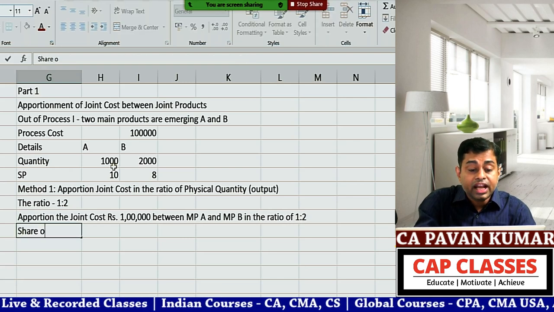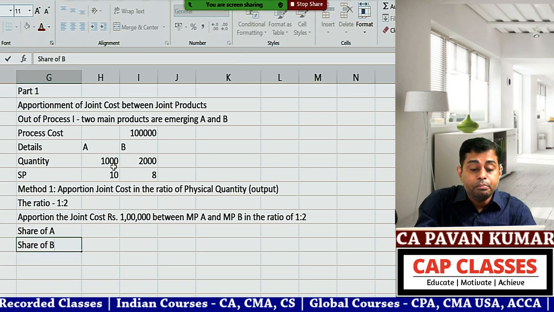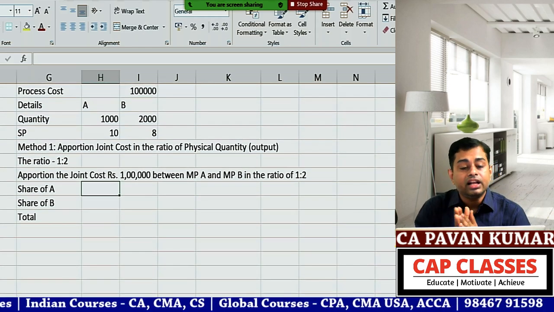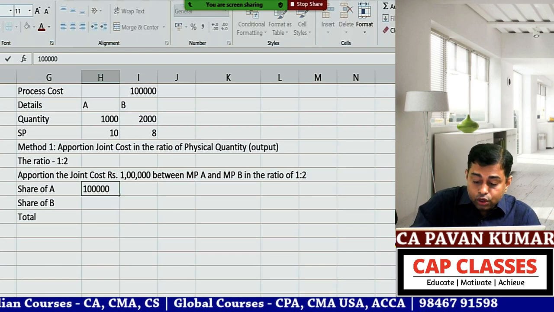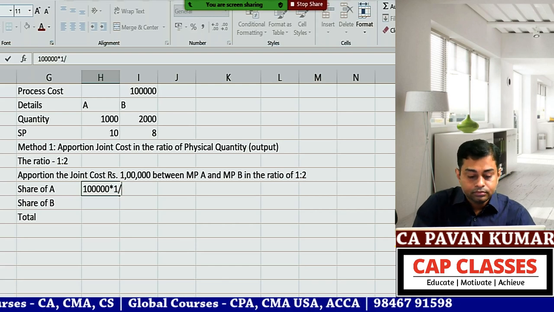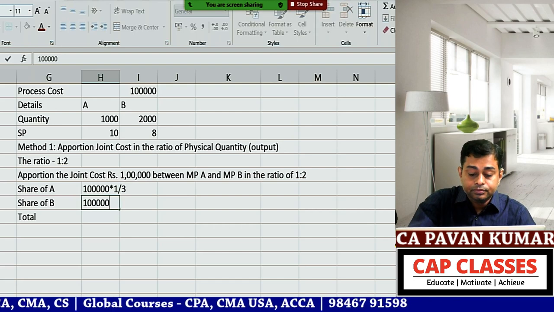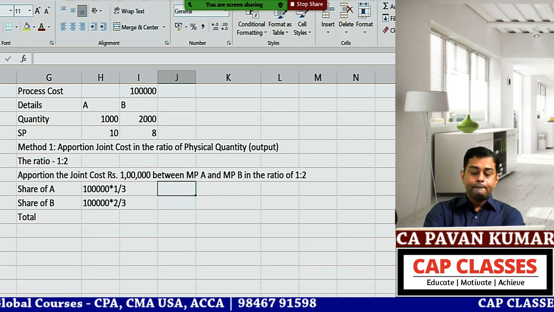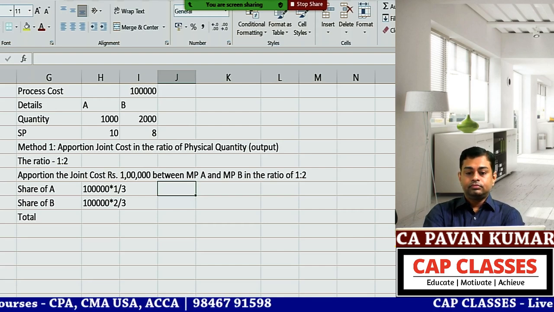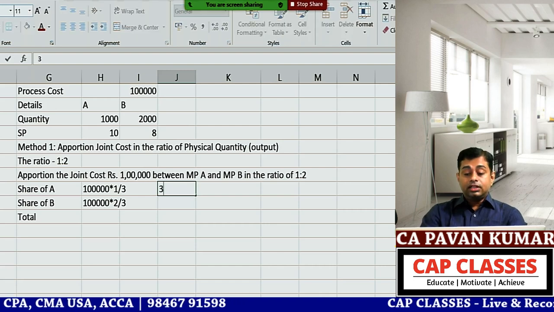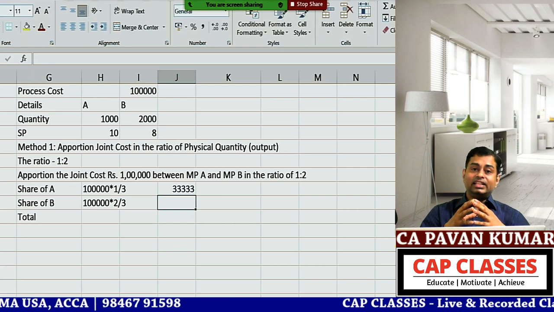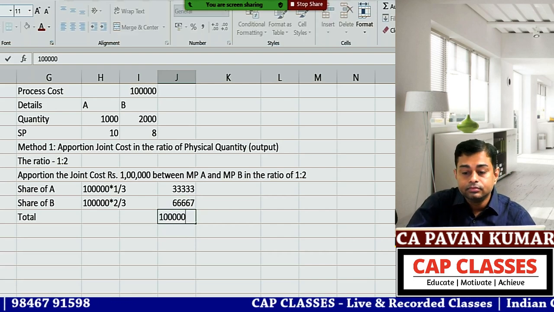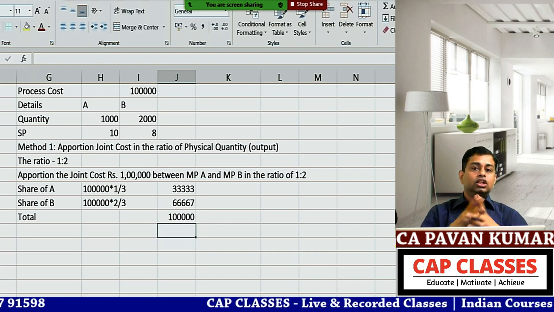Okay, so share of A, share of B, total. Now you tell me how to calculate share of A. Can I say 1 lakh into 1/3? And this is 1 lakh into 2/3. So you tell me what will be share of A. 33,333. What will be share of B? Total. That's all. So this is based on quantity.